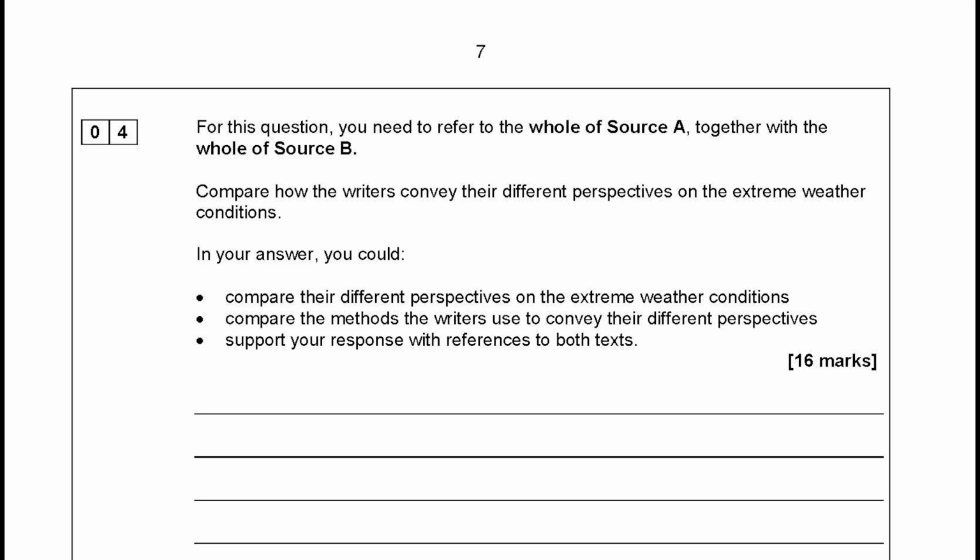If we look at question 4, for this question, you need to refer to the whole of source A together with the whole of source B. Compare how the writers convey their different perspectives on the extreme weather conditions. We do have some pointers here as well, so you should pay attention to those. In your answer, you could compare their different perspectives on the extreme weather conditions, compare the methods the writers use to convey their different perspectives, and support your response with references to both texts. When it says you could, it really means you should.